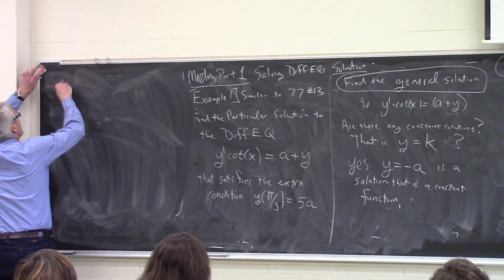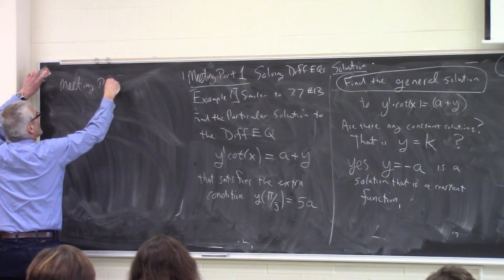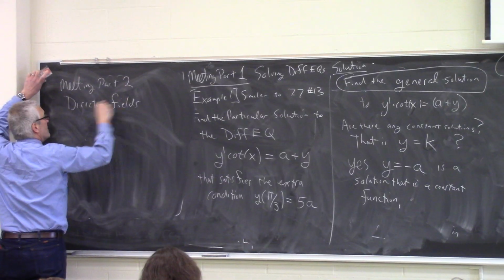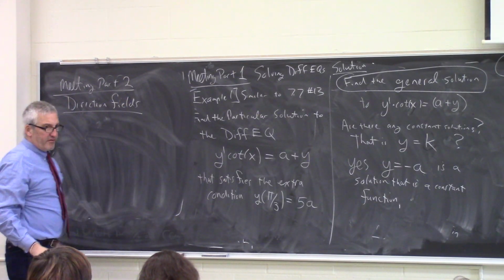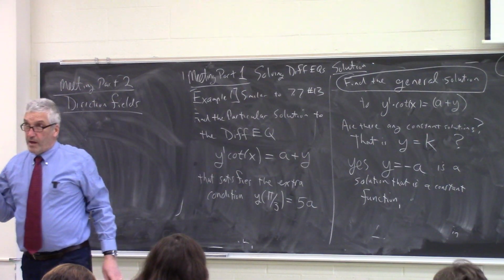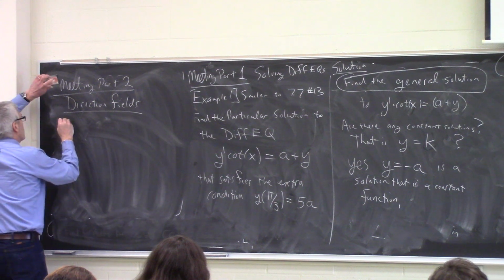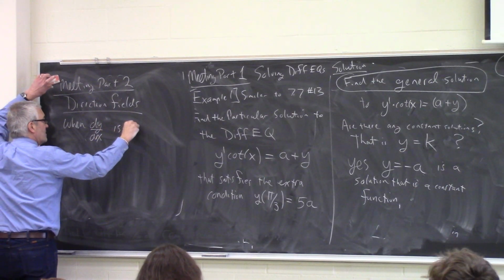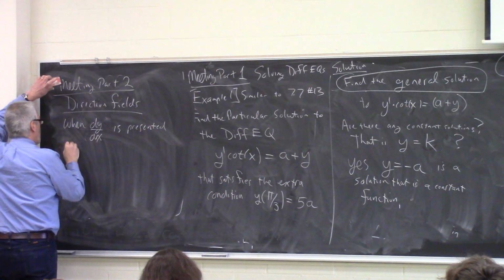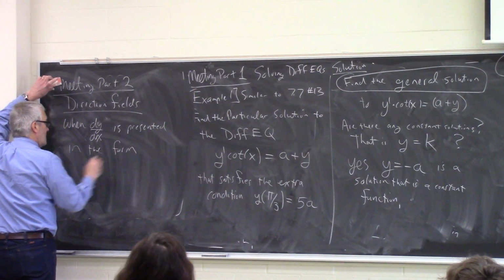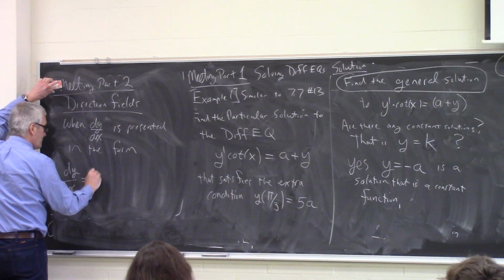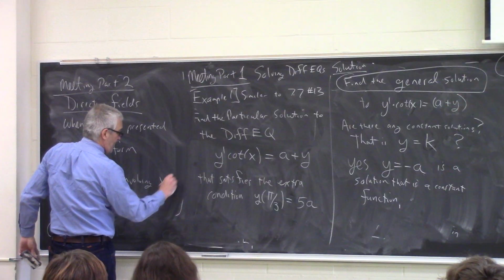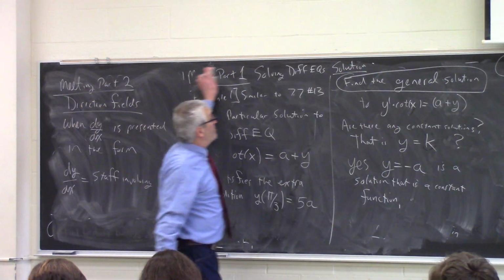Meeting part 2 is called direction fields. So the idea of direction fields is this. Sometimes dy dx is presented in the form dy dx equals some stuff involving x and y. So on the right side of the equation is both x's and y's.